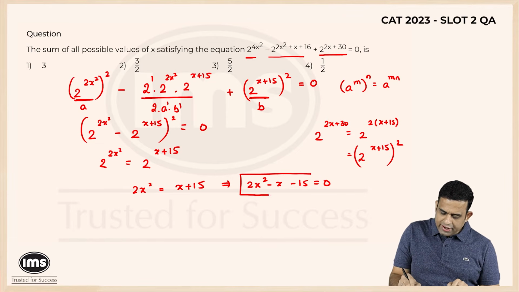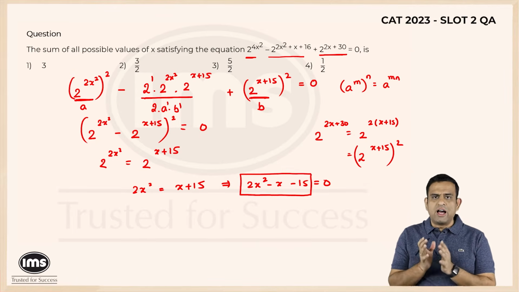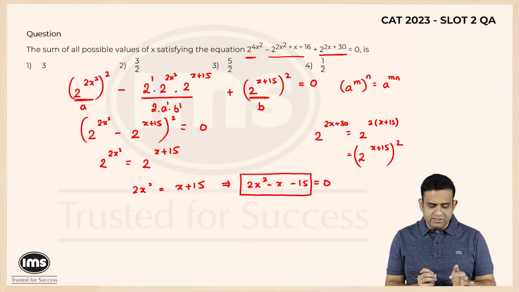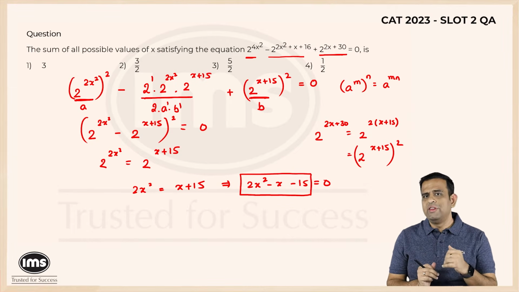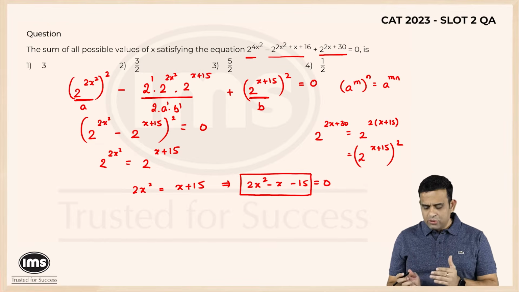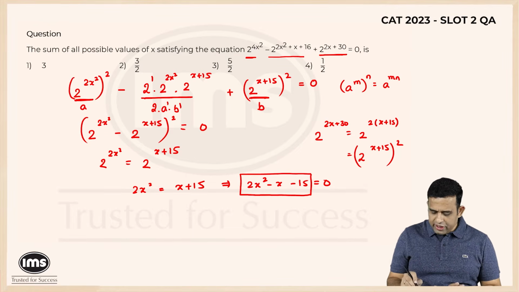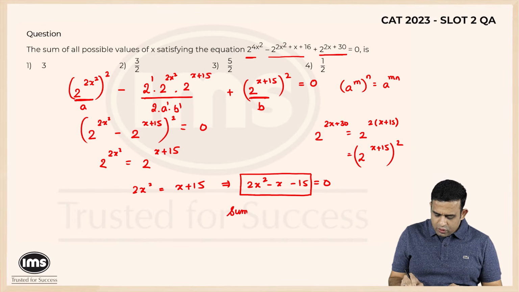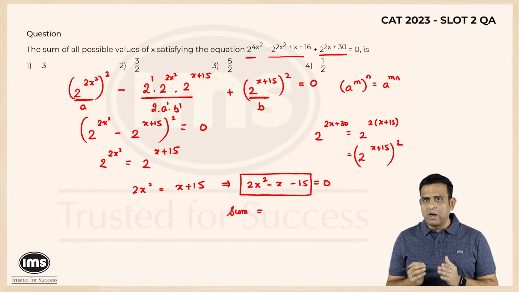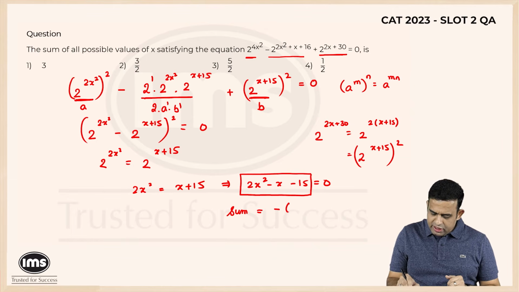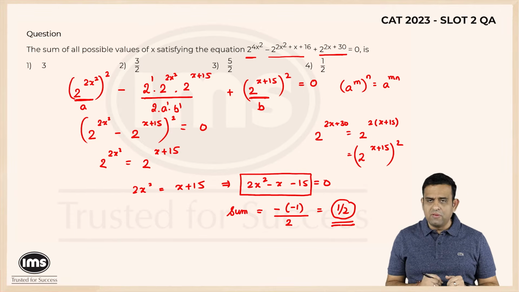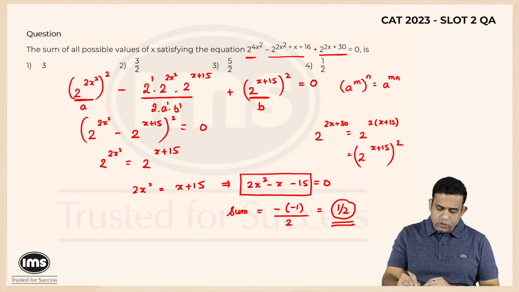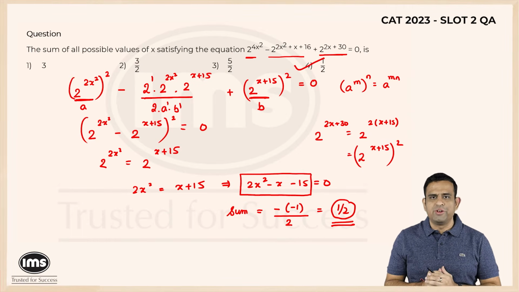Now we have a quadratic in x, and the target is not to find the value of x. The target is to find the sum of all possible values of x, and here they are not talking about whether real values of x or imaginary. If I have a quadratic, there should be 2 roots, and the sum of the roots will be equal to minus b by a. So minus of b is minus of minus 1, divided by a which is 2, so this becomes equal to half. So the sum of all possible values of x is equal to 1 by 2. So one can choose to mark option number 4 over here.